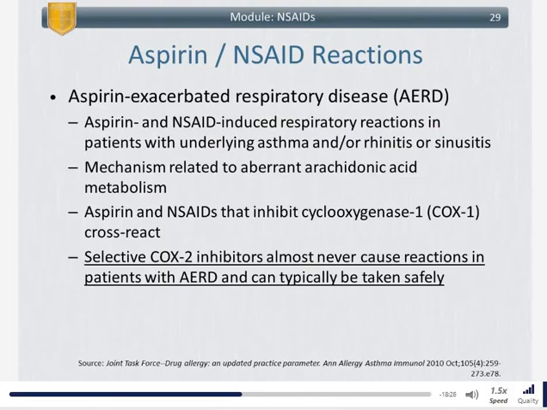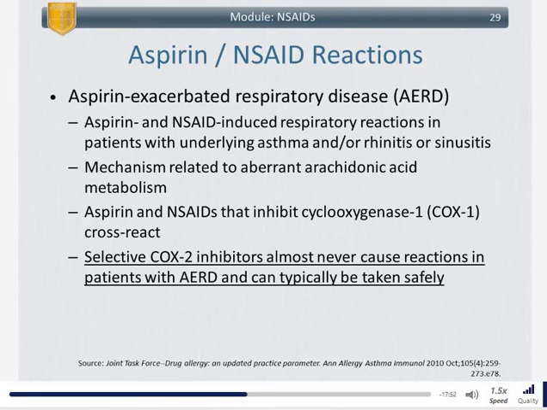There's a condition known as aspirin-exacerbated respiratory disease, AERD. Aspirin and other anti-inflammatory induced respiratory reactions in patients that typically have an underlying asthma or rhinitis sinusitis type of condition. The mechanism seems to be related to the arachidonic pathway, maybe more production of that lipoxygenase pathway.